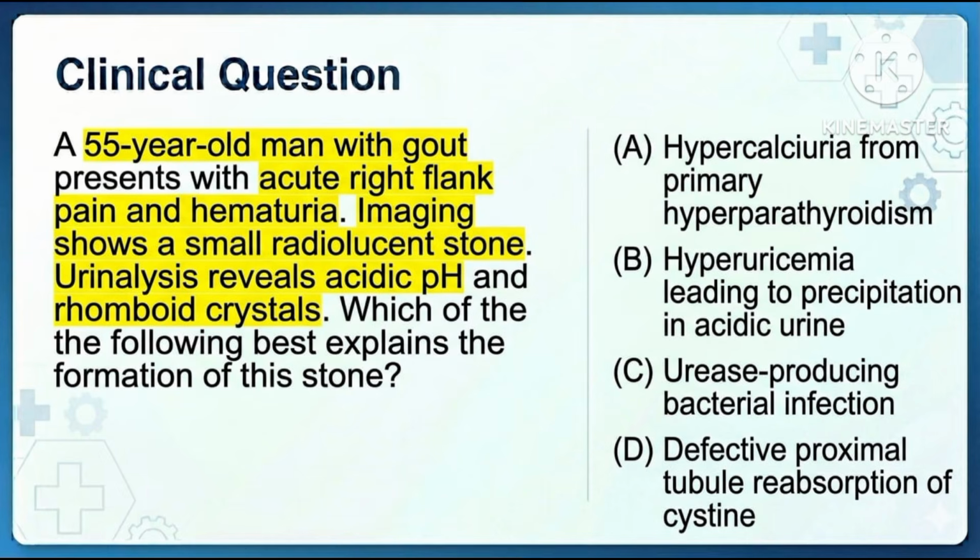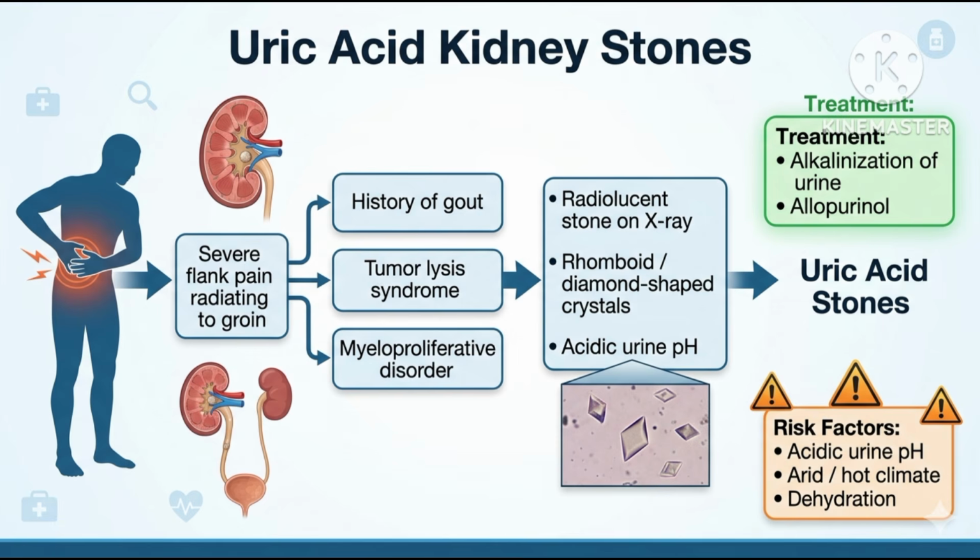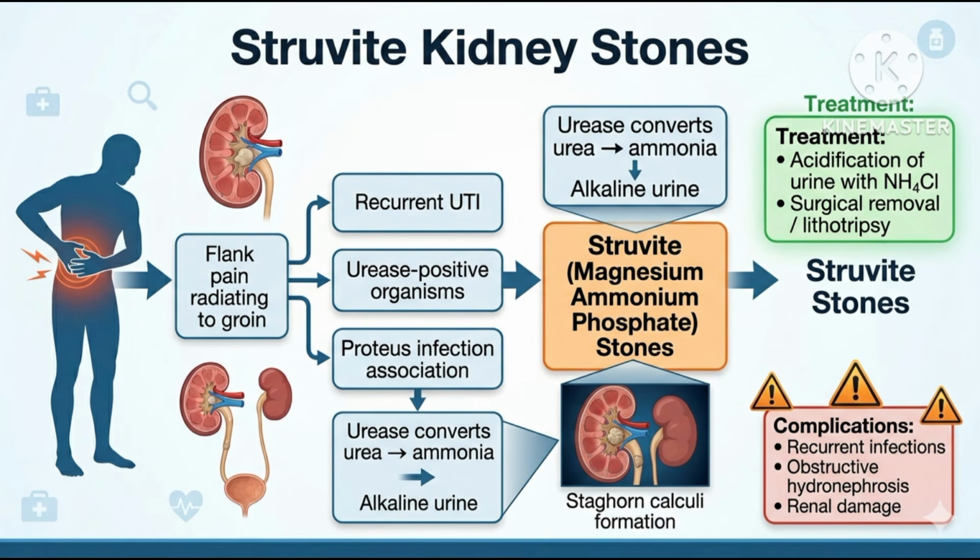Read this question stem. 55-year-old man, acute right flank pain, history of gout, images show radiolucent stone, urine analysis reveals acidic pH and rhomboid crystal, that is uric acid stones. Hyperuricemia leading to precipitation of uric acid crystals in acidic pH. Treatment of uric acid kidney stones involves alkalinization of urine and allopurinol for gout.